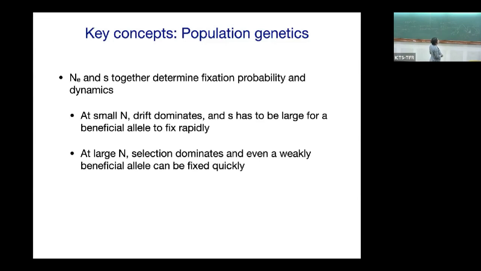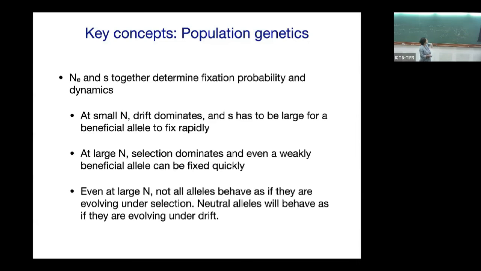You've seen this. And selection coefficient has to be large enough for a beneficial allele to be able to fix rapidly, right? If you give a slight benefit to one of the alleles, even with a large population size, it's going to be harder. But with small population size, it's very hard to fix beneficial alleles, despite a substantial advantage. At large N, selection will dominate, and even a weakly beneficial allele can go to fixation much more easily and much faster. Finally, at large N, not all alleles behave as if they're evolving under selection, right? So neutral alleles will behave still as if they're evolving under drift, even with a large population size. Does that make sense to people? So you can try in your simulations, set both alleles to have same fitness, right? Effectively, these are neutral alleles then, there's no difference in fitness, and see what happens even in relatively large populations.